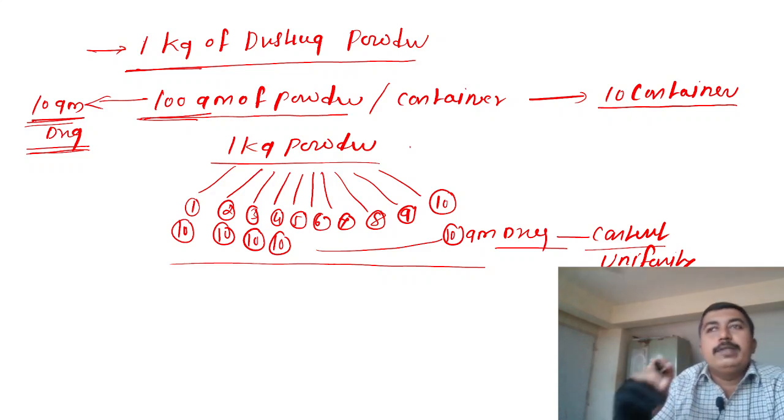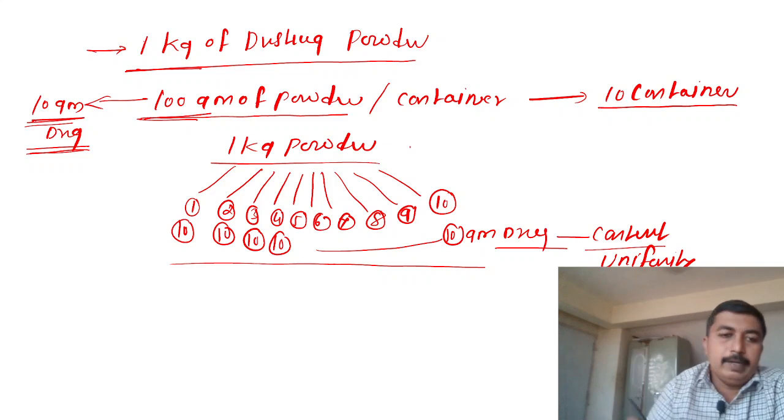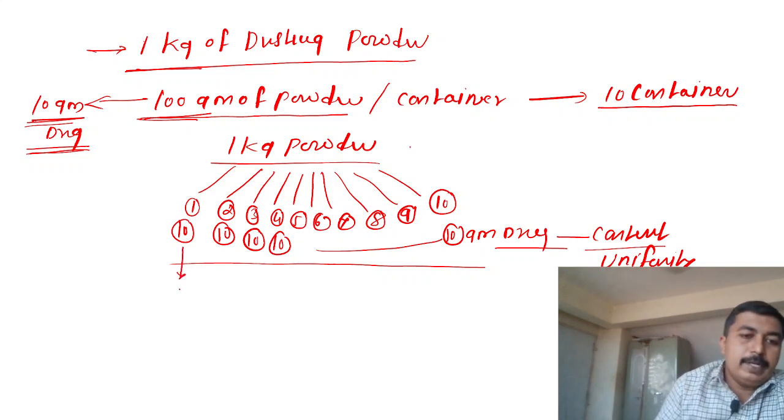Suppose I have not mixed the drug and excipient properly, then what will I get? Suppose in the first container I will get 12 gram of drug. In the second container I will get 15 gram of drug.